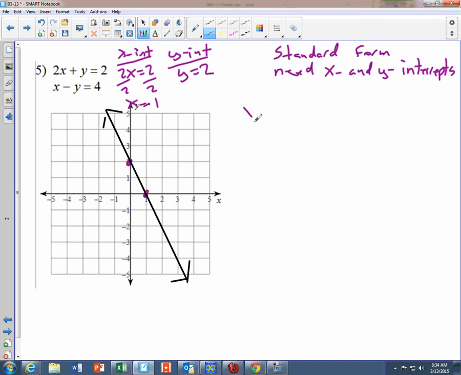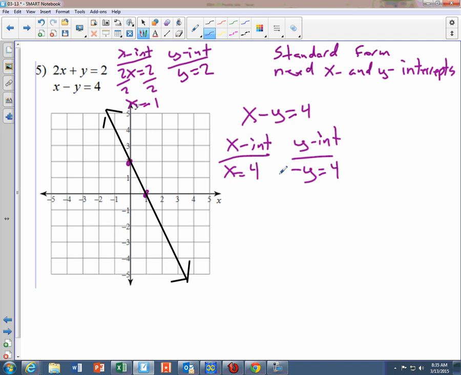Okay, let's do the second one. I'm going to rewrite the equation so I know which one I'm working on. You do the x-intercept, the y-intercept. What's the equation for the x-intercept, Camille? X equals 4 is exactly right. Kaylee, what is it for the y-intercept? Negative y equals 4. Do I need to solve for either one of these?